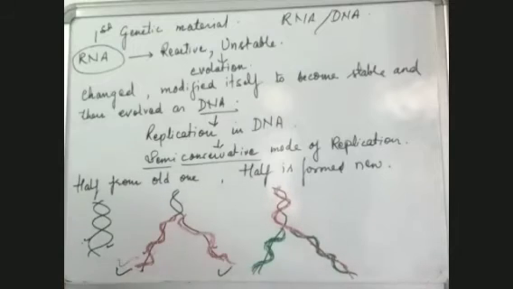Again, it is a semi-conservative mode of replication, because half the strand, the template strand, is the already existing old strand, whereas the green strand is the one which is newly synthesized. So replication of DNA can be considered as semi-conservative mode of replication.